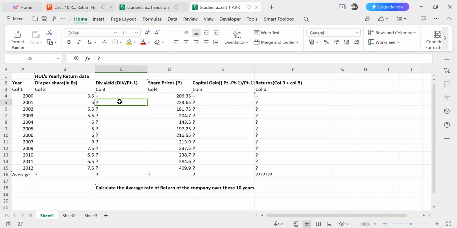Yes, ma'am. How much is it? Dividend is how much given? 5? Okay. So 5 divided by what is the share price of the previous year? 206.35. Isn't it? Simply you have to select, enter. See, this is your answer.